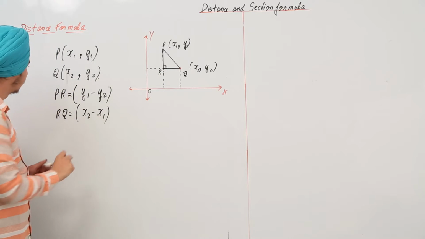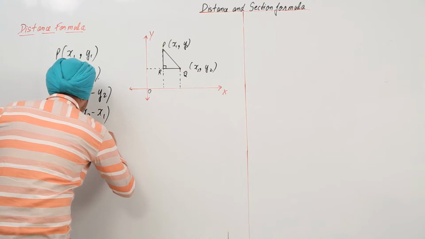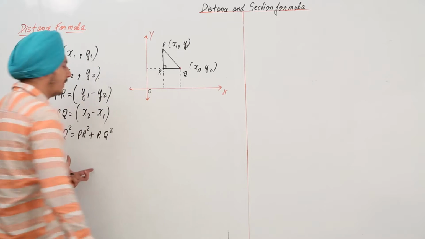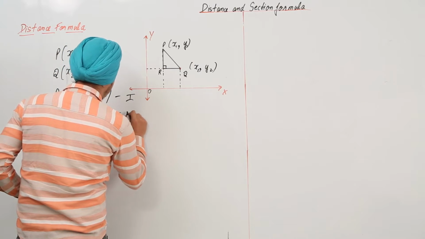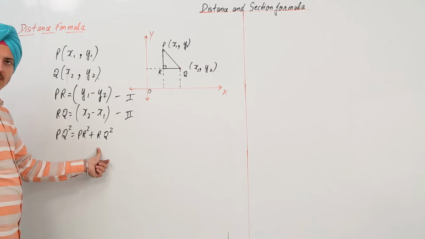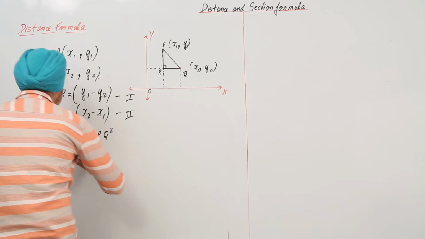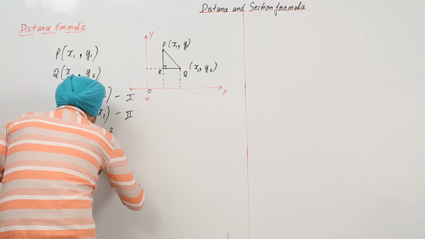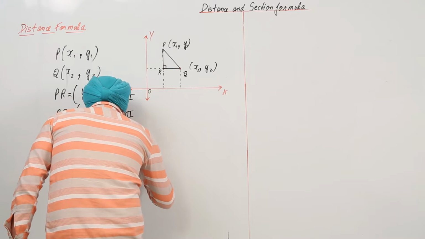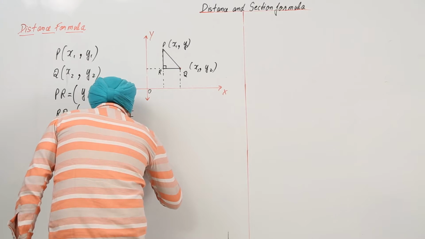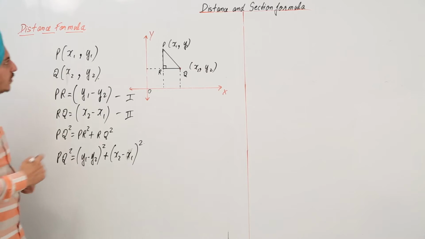Now applying Pythagoras theorem, we have PQ square is equal to PR square plus RQ square. Am I right? We just substitute from 1 and 2, the values of RQ and PR, right? So we get PQ square is equal to PR, which is y1 minus y2 whole square, plus RQ, which is x2 minus x1 whole square.